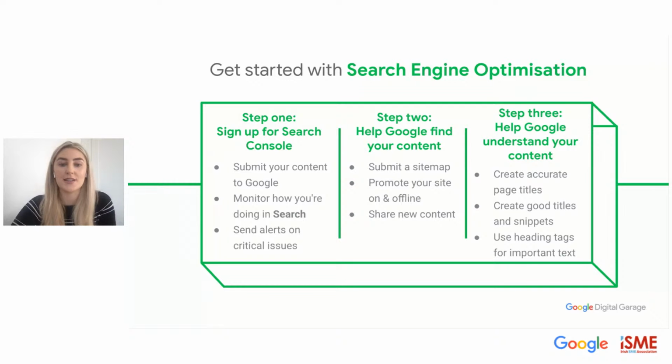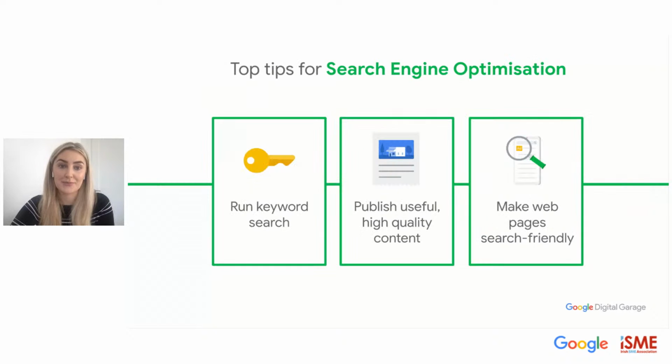So next, looking into creating valuable content that your users really want. And Google really values useful and fresh content that helps its users find what they're looking for. So firstly, you should create unique, accurate page titles. Secondly, create logical titles and snippets. And thirdly, use heading tags to emphasize important text. So next up, we'll look at how to improve your website's visibility to people who are searching for products or services just like yours.